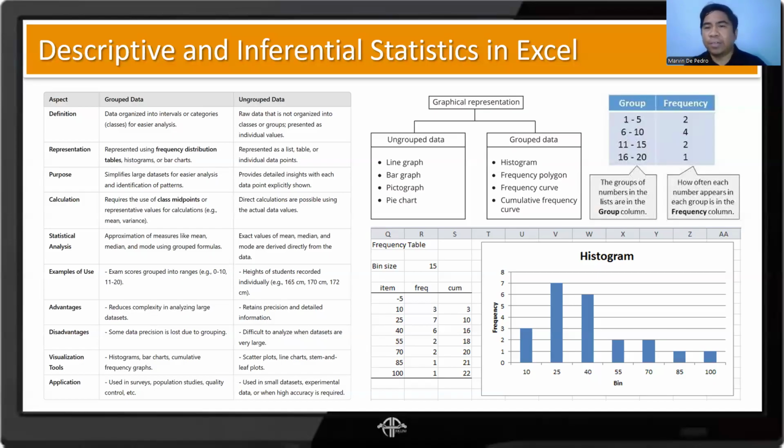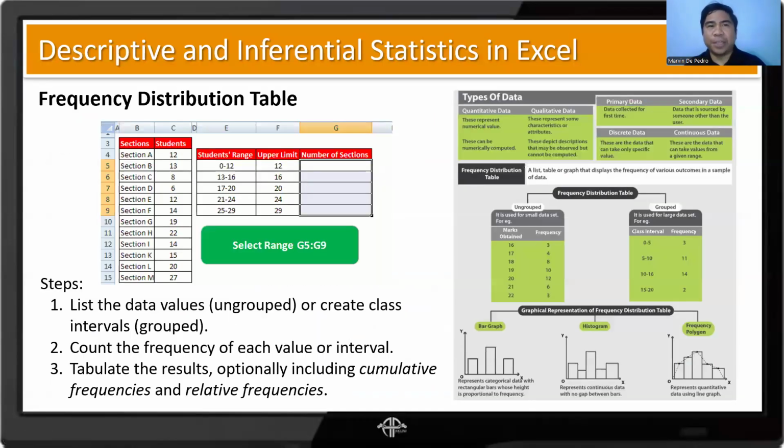Okay, so a histogram looks like a bar graph except that it has a certain range. Like this one is for 10 to 24. This one is from 25 to 39, and so on. I guess that would be all for grouped and ungrouped.